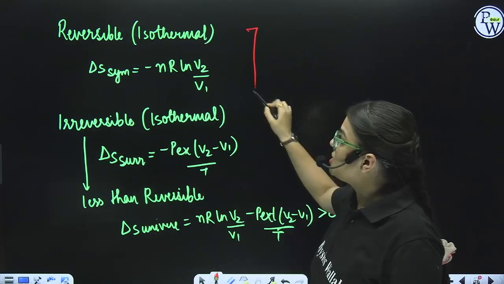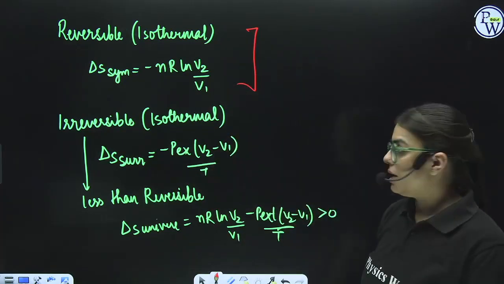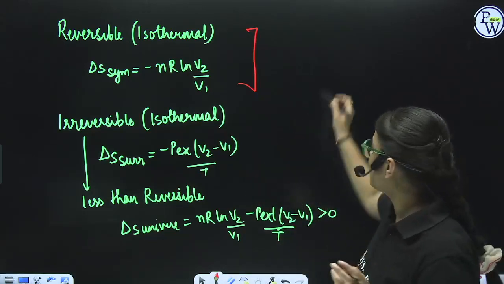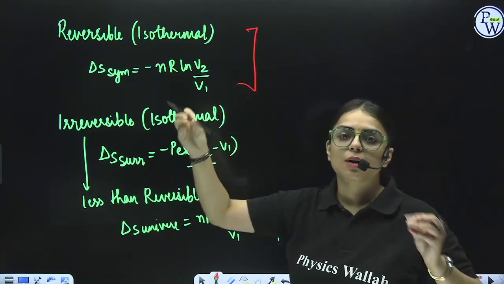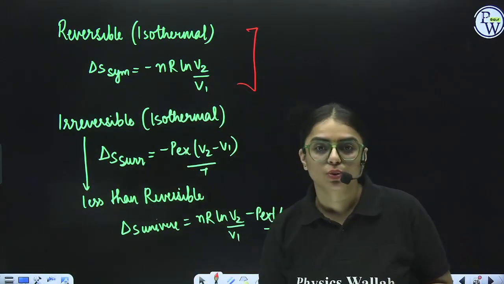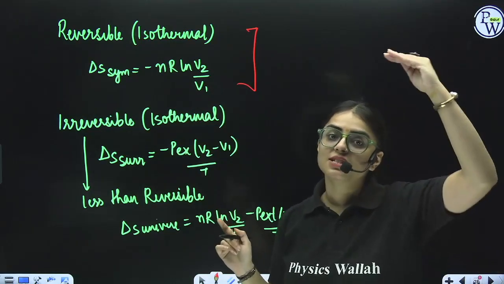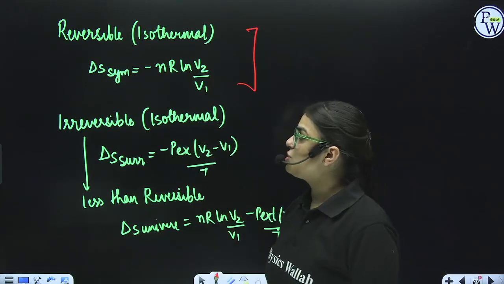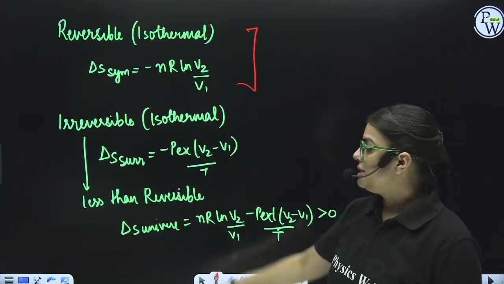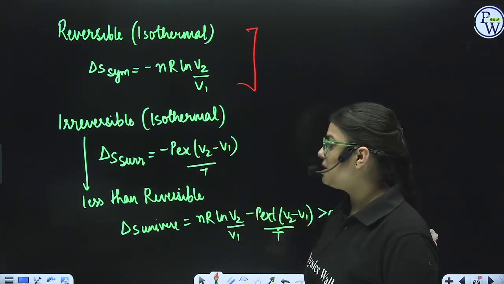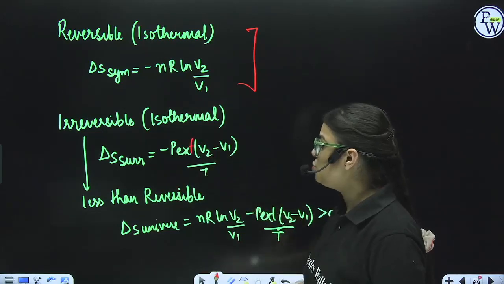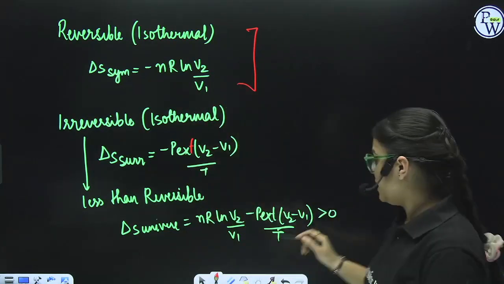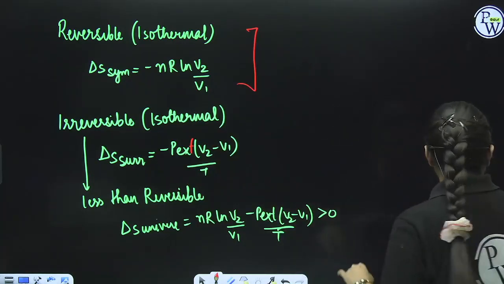So the very first is for isothermal reversible one. Delta S for the system is minus nR ln V2 by V1. Always remember, delta S for system plus surrounding is equivalent to the delta S for the universe, and it always increases for the universe, right? Next part, for irreversible isothermal expansion, delta S surrounding will be minus P external into V2 minus V1 by T, and it will always be less than the reversible one.